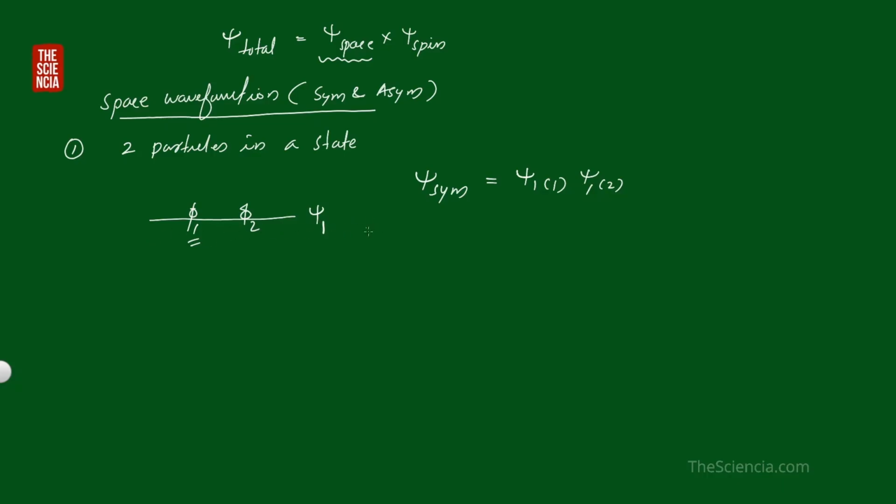So the first particle is in the psi 1 state and the second particle is also in the psi 1 state. So we got the symmetric wave function, that is psi 1 of 1 into psi 1 of 2. And now let us check what will be the asymmetric wave function. Will there be any asymmetric wave function? No, it is not possible.